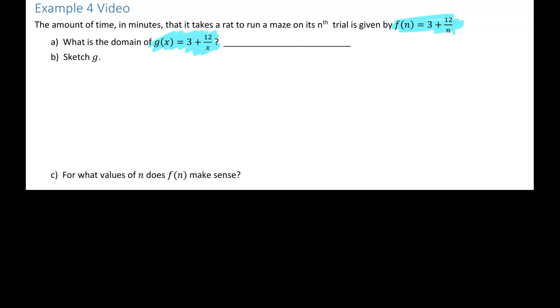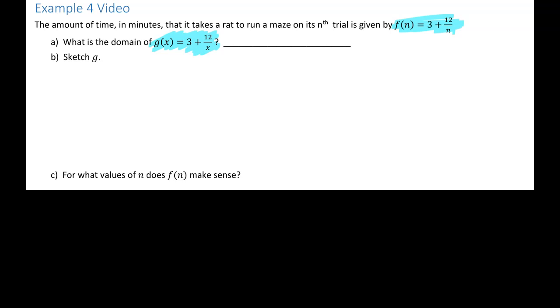And what I want to do here is just a little bit of compare and contrast between the real world context and just the function all on its own without any context involved. So if I'm looking at the function g of x here in part A, when it asks what is the domain, that just means what is the physical domain? What can you possibly plug into this function? It doesn't ask anything about rats. There's no context. So just looking at this function, what do I need to worry about?